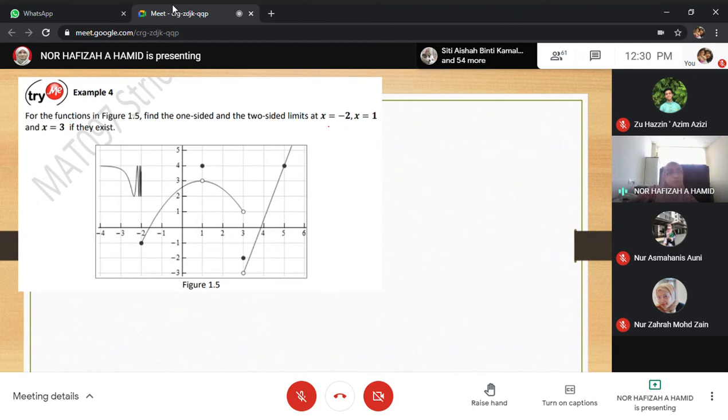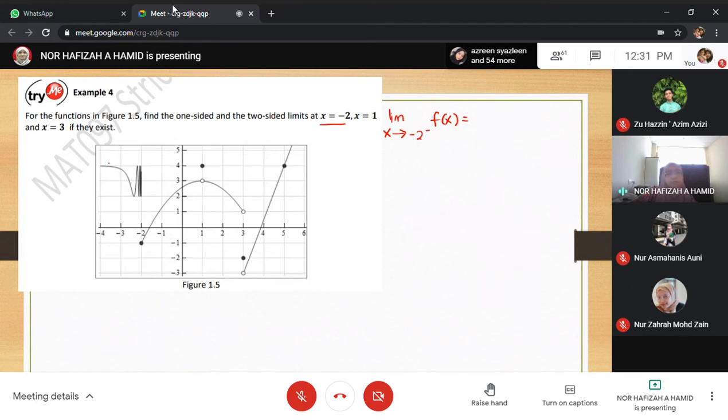Okay, so we start with x equal to -2. You refer to figure 1.5. First dia nak limit x approach to -2, tapi kalau based on graph, you kena calculate dulu dia one-sided. Maknanya you kena calculate x approach to -2 minus. Okay, so what is the fx? Ataupun what is the y lah. So -2 minus, dia akan approach -2 from the left.